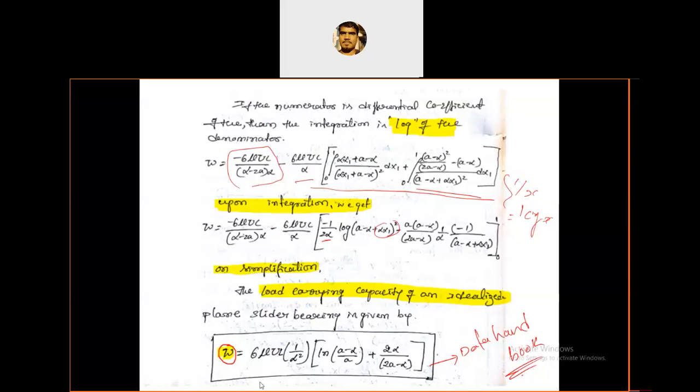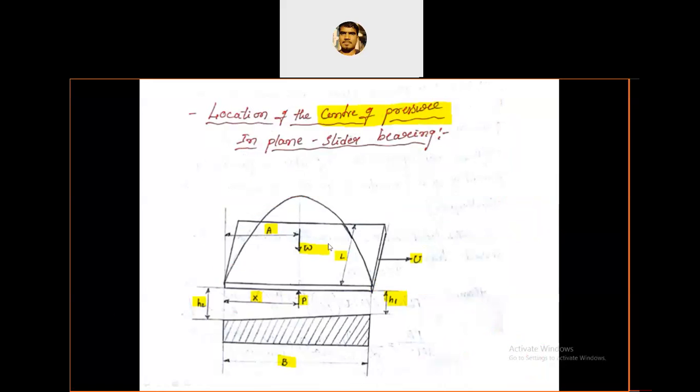And one more next equation is the location of center of pressure. Here this is the pressure distribution. We know that pressure distribution is parabolic, and where the center of pressure is located is what we have to find. For that, the same H2, H1, P. W is the load, acting at a distance A, and P is at a distance of X, and B is the length, L is the width.